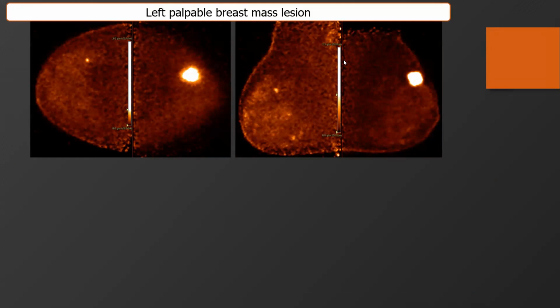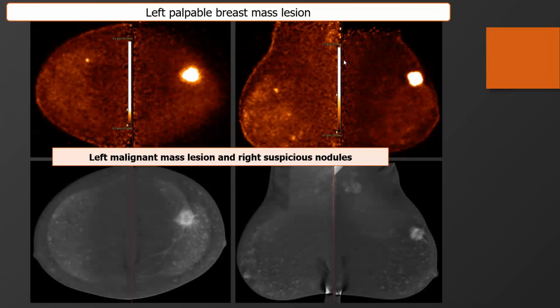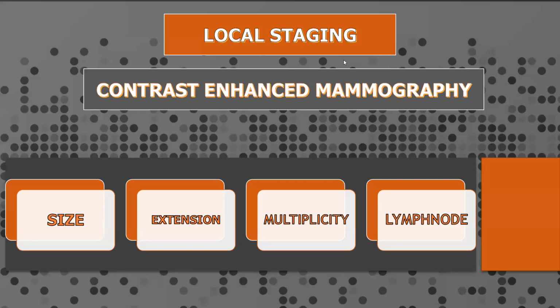They look malignant? We can consider them malignant, but we have to do a contrast mammography. What do you think about the contrast mammography? No, on the contrast mammography, I don't see they are malignant. These are multiple bilateral symmetrical enhancing foci, and according to the BI-RADS lexicon, they should be considered as part of the background. Yes, you are right. And the pathology revealed the left breast malignant mass and right adenotic nodules and papillomas.